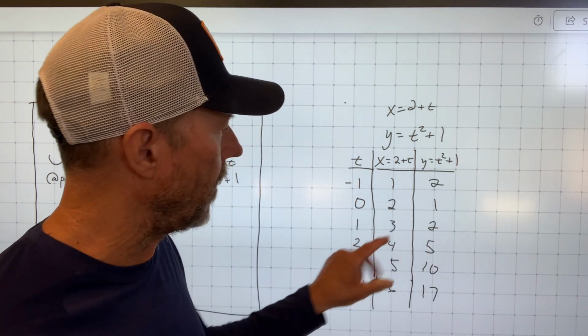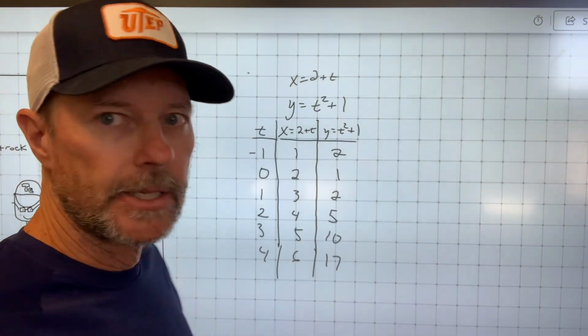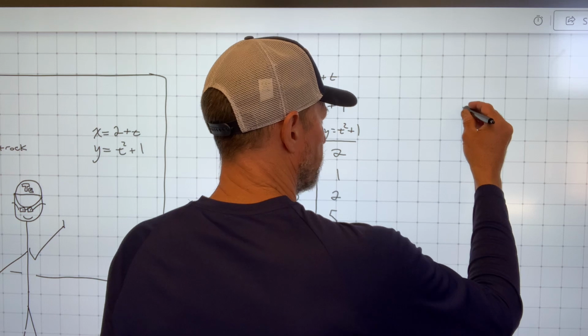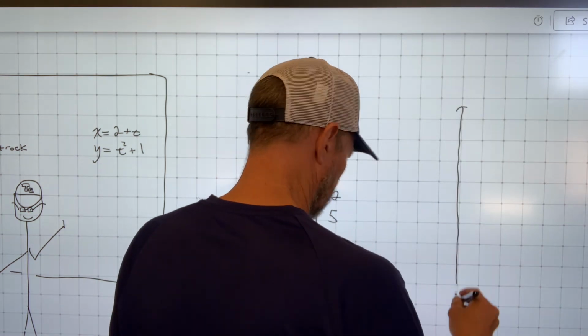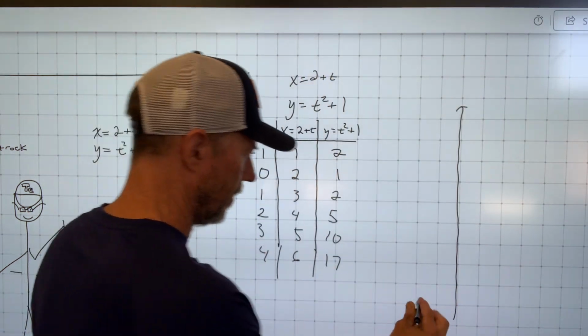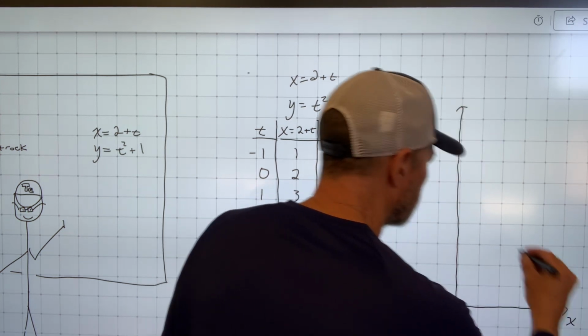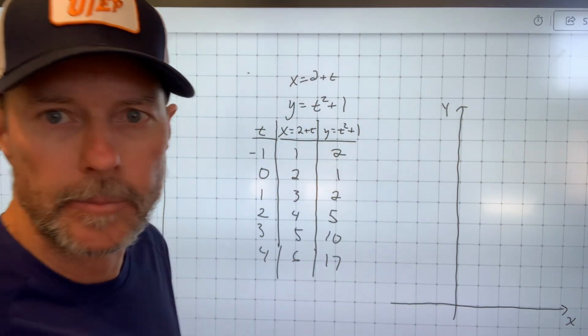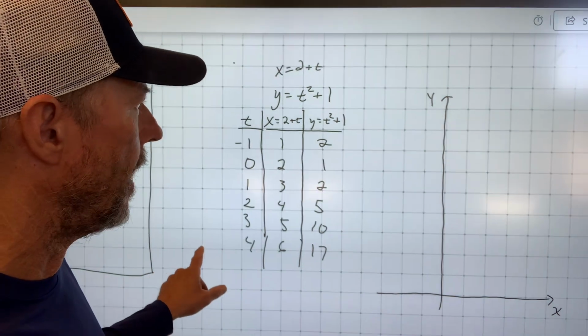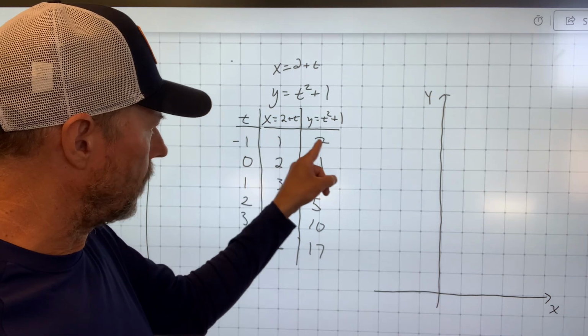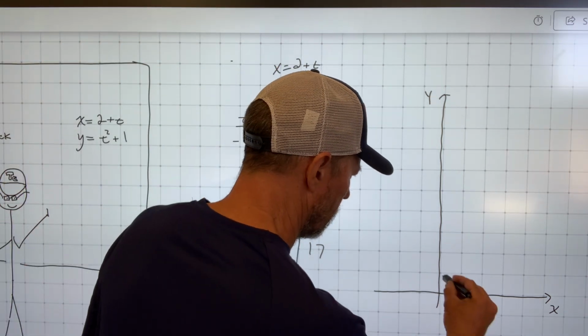And then you can plot these points, and maybe you'll be able to tell what kind of graph you're dealing with, what kind of function you're dealing with. So I don't see any negative y values, so I'll put my x-axis down low. Can we see that? Yeah, we can. Okay. And I'll just plot the points. So when x is 1, y is 2.